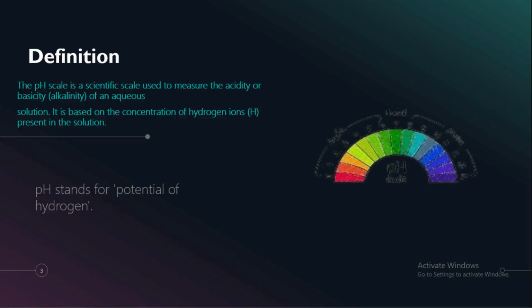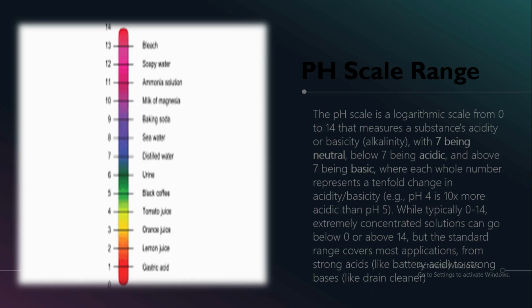Okay, what is the pH scale? Basically, the pH scale is a scientific scale used to measure the acidity and basicity, which we call the alkalinity, of aqueous solutions. It is based on the concentration of hydrogen ions present in the solution. So pH stands for potential of hydrogen.